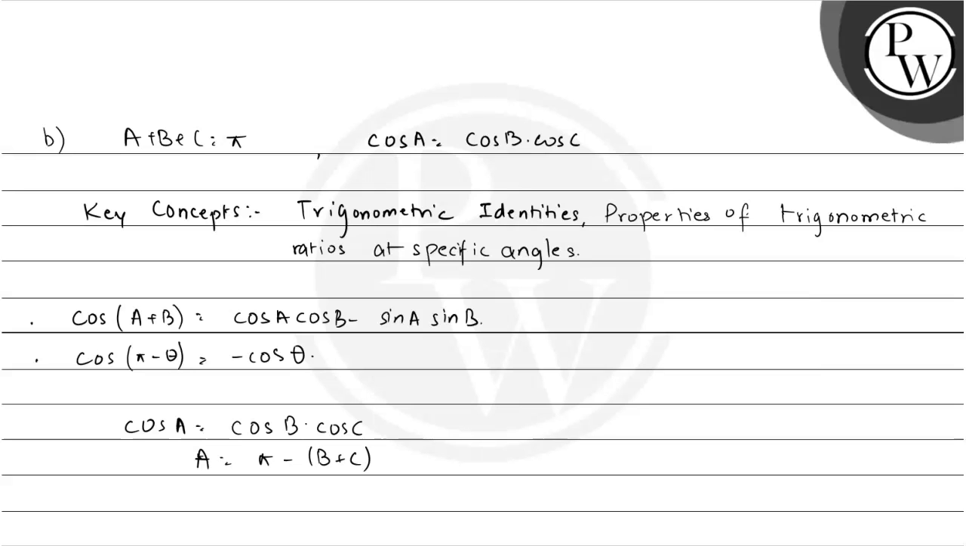This is an obvious thing to do. I'll just replace this A in our above equation so as to obtain cos of (pi minus B) plus C is equal to cos B times cos C. And we already know that cos of pi minus theta is minus cos of theta, where theta was B plus C, so minus cos of (B plus C) is equal to cos B times cos C.